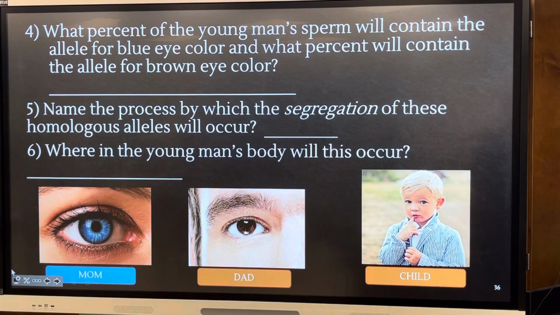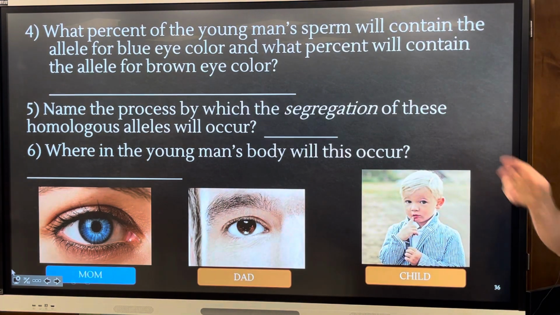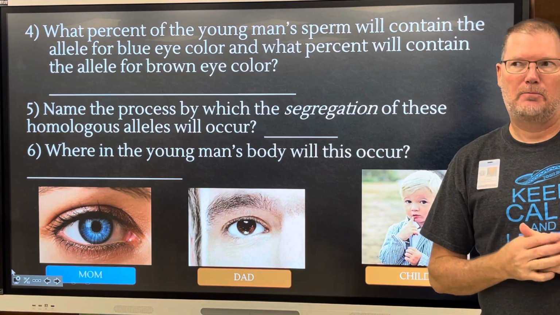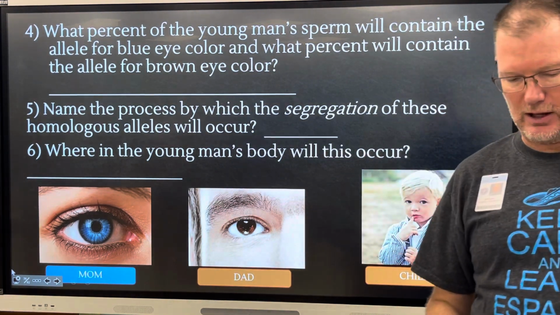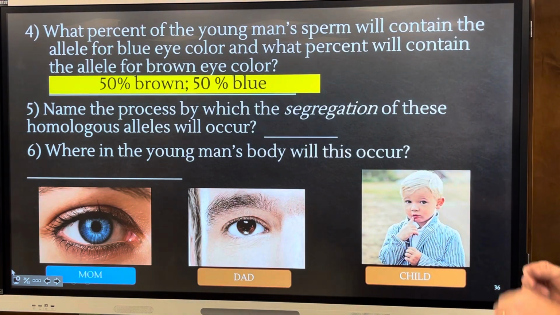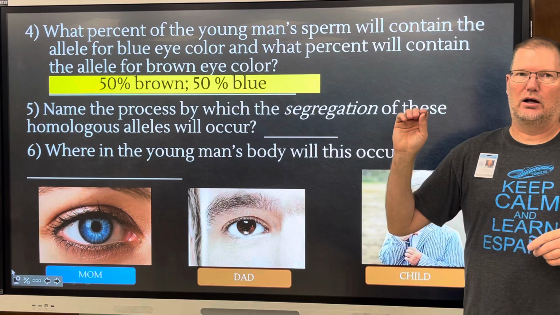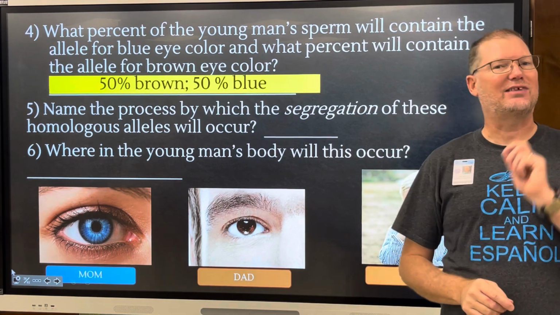Four, what percent of the young man's sperm will contain the allele for blue eye color, and what percent will contain the allele for brown eye color? If big B, little b is the boy, remember, okay? So it's going to be 50-50. Half the sperm are going to have the dominant allele, and half the sperm are going to have the recessive allele.